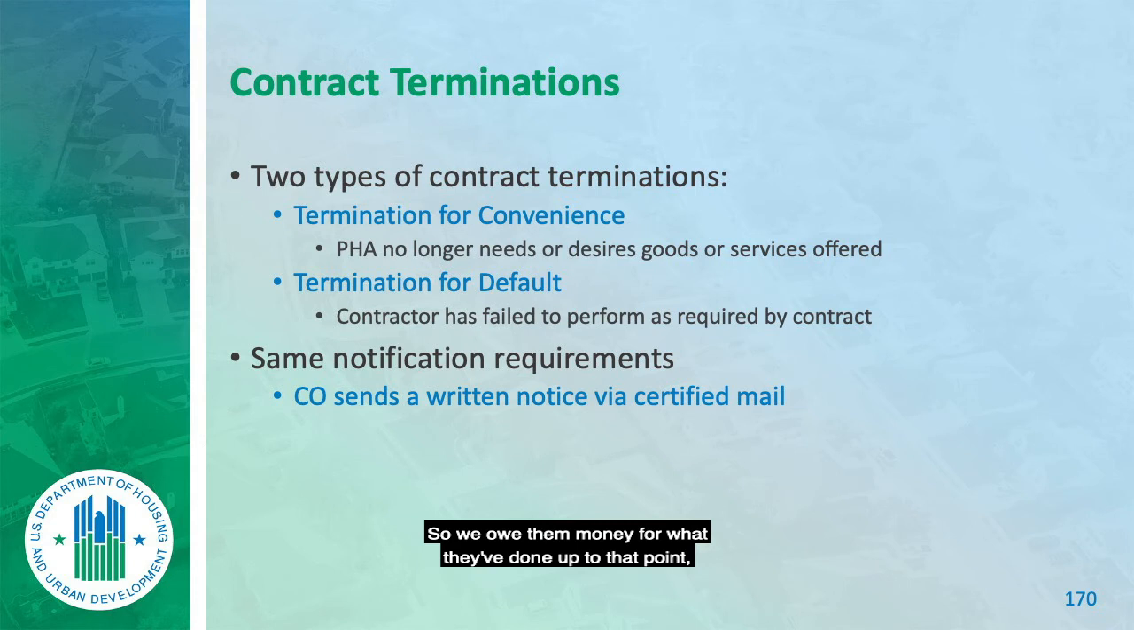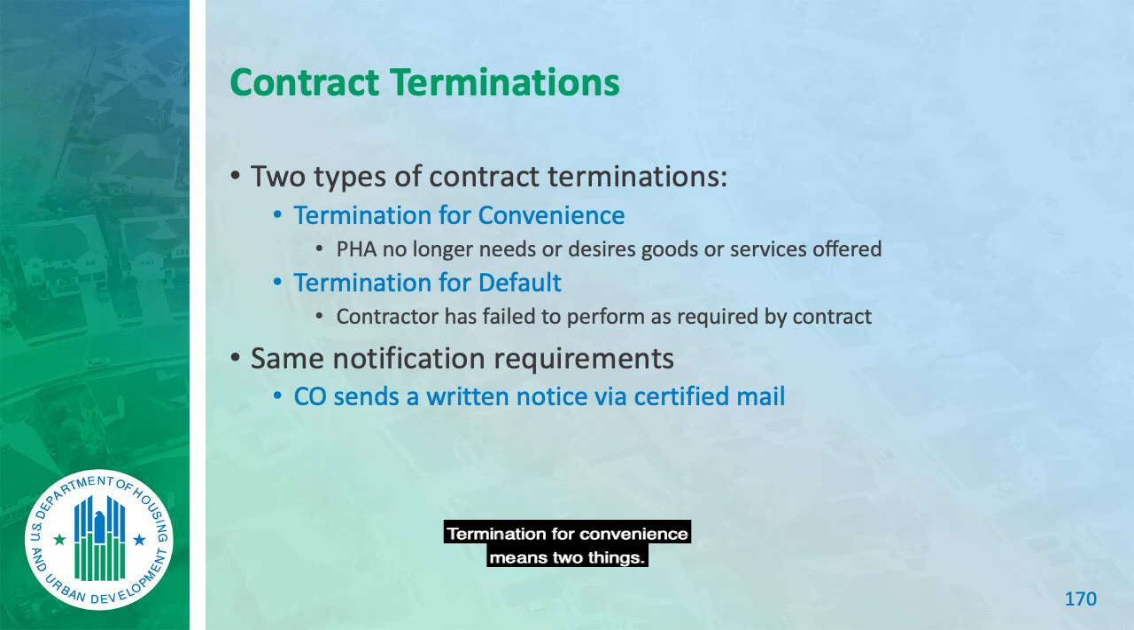So we owe them money for what they've done up to that point, and that's what we owe them. And we don't owe them for anything less. If we terminate for cause, we don't owe them any portion of the unpaid money. However, termination for convenience, which is in the HUD forms and is required to be included as part of every contract.